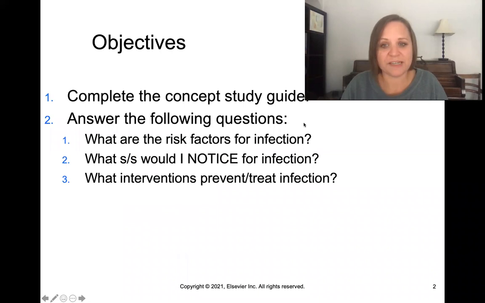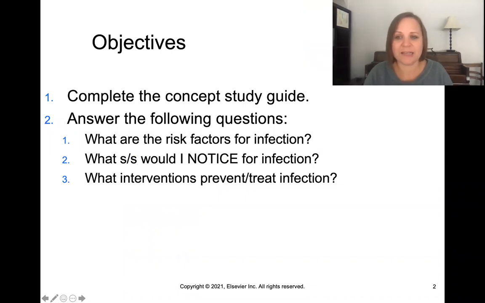So for your objectives here, go ahead and pause right now and take a quick look at your objectives for this concept.